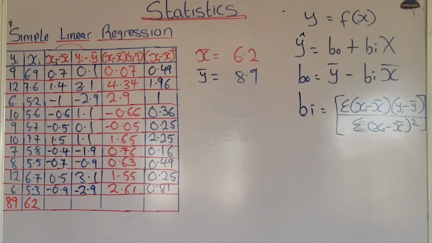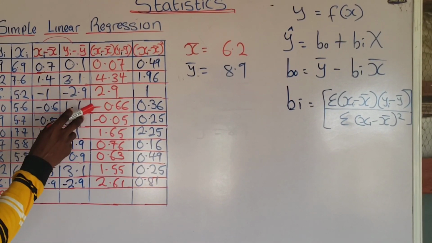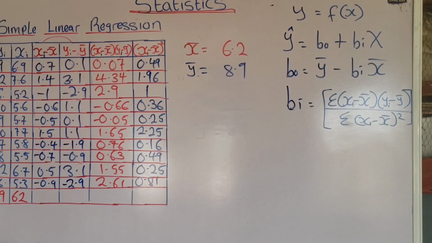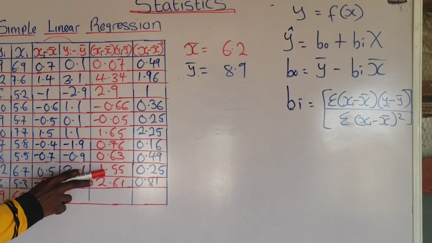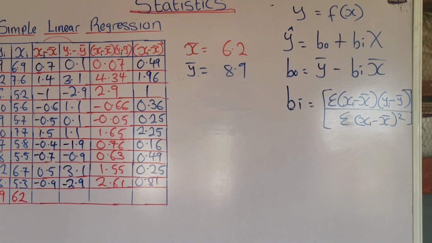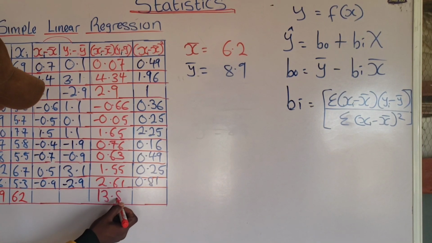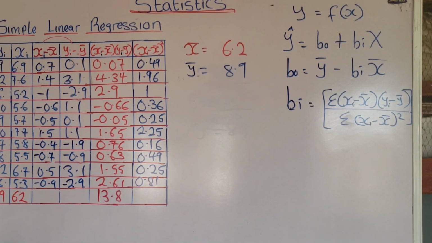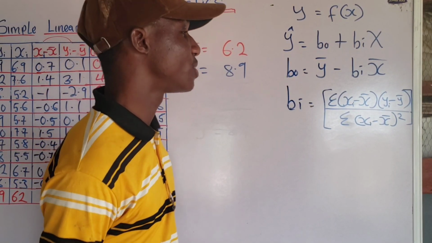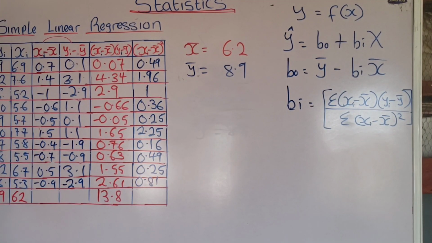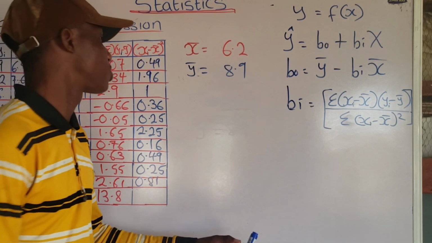0.07 plus 4.34 plus 2.9 plus negative 0.66 plus negative 0.05 plus 1.65 plus 0.76 plus 0.63 plus 1.55 plus 2.61. What's the answer? That is 13.8. So I'm going to have 13.8 here. Now if you check the formula again, you will discover that we still need the summation of the squared differences between the values of x and the mean.